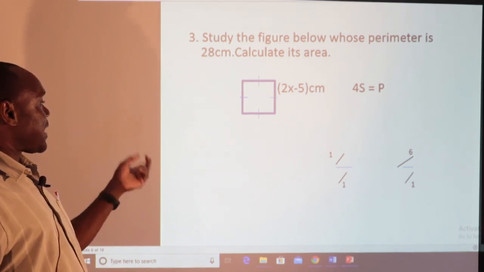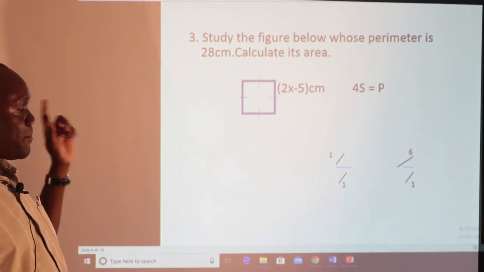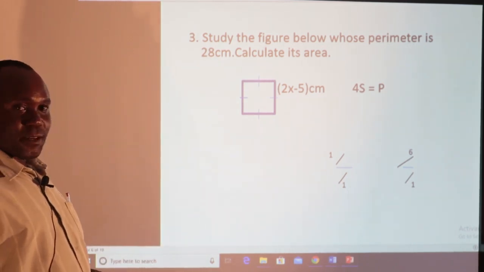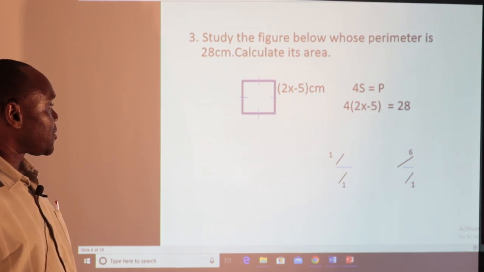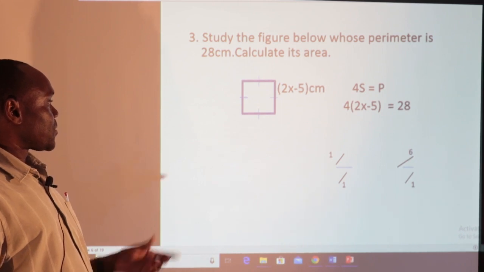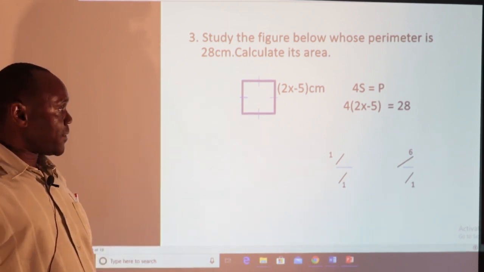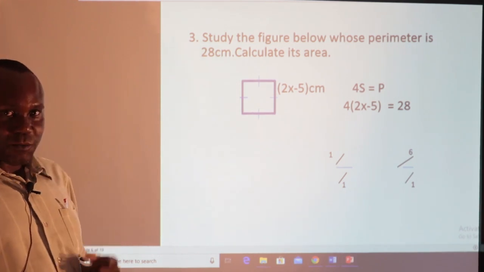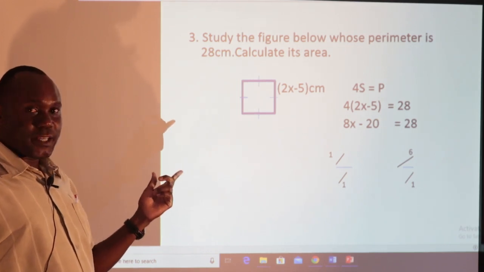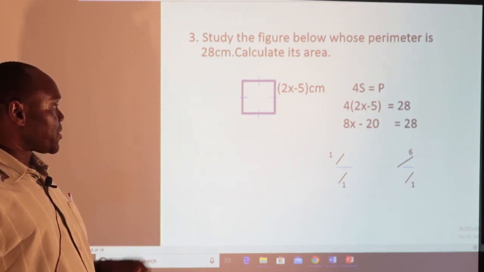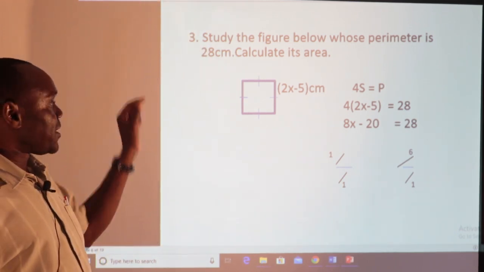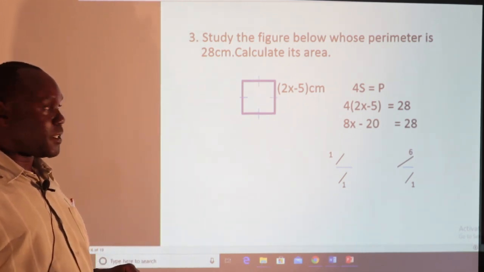Since all sides are equal and there are 4, you can say side plus side plus side plus side, and it gives us 4s. That's why we say 4s equals the perimeter, and then we substitute 4 times (2x minus 5). When you form that equation, the most important thing is to learn how to remove brackets. So when we remove brackets, we say 4 times 2x gives you 8x, and then 4 times negative 5, remember, a positive times a negative gives you negative 20, equals 28.